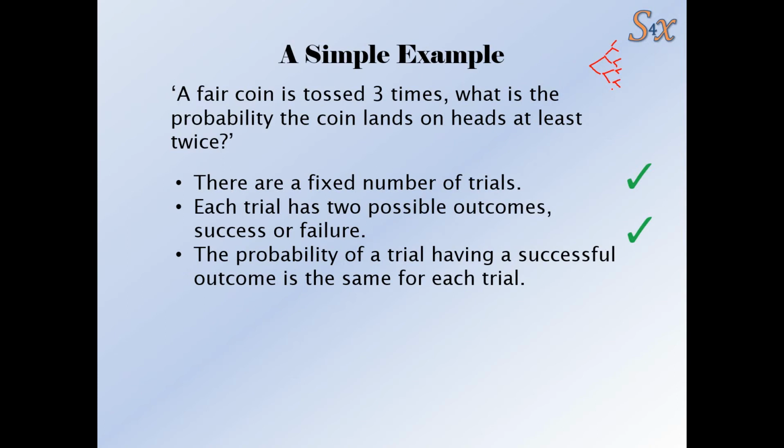The probability of a trial having a successful outcome is the same for each trial. And it is. It's always 0.5, isn't it? The probability of success, regardless of which trial we're on, is always half. And finally, each trial is independent. And yes, it is. Whether or not it lands on heads is completely unaffected by whether it landed on heads last time. It's not affected at all by the previous trial. So it ticks all the boxes, so we can use a binomial distribution for that. That's an example where we check whether something can be modeled with a binomial distribution.